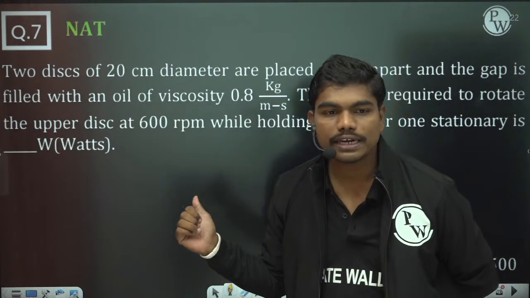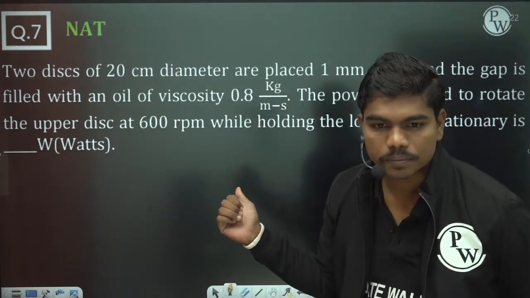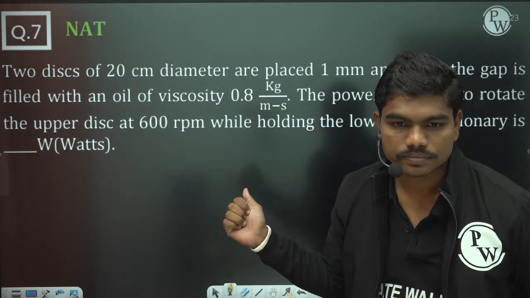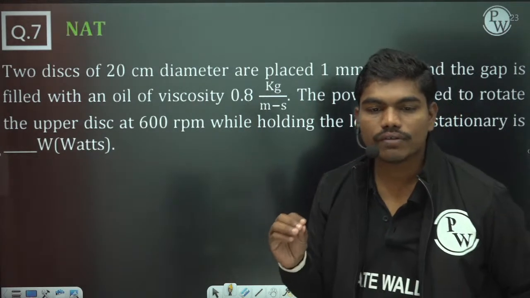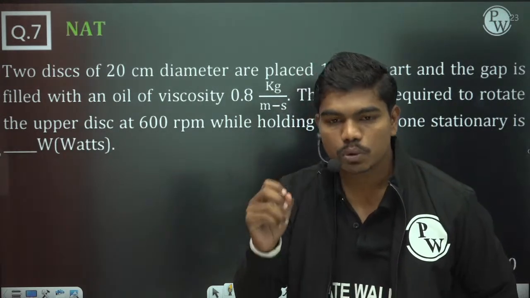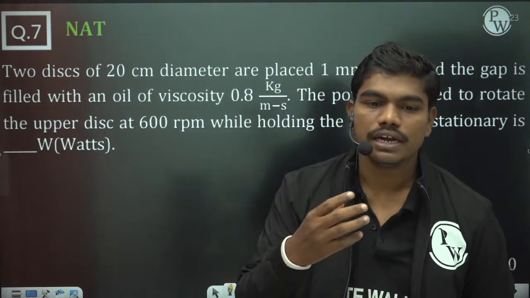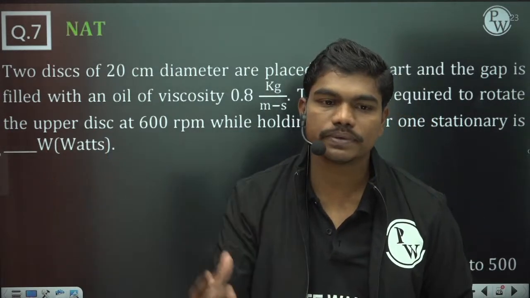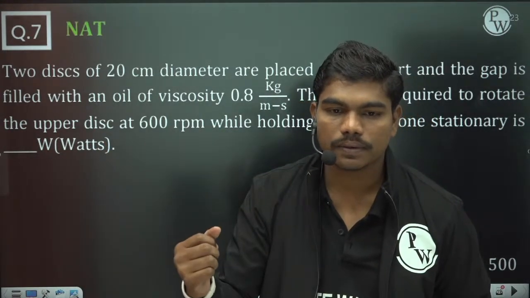Please tell me, do I need to multiply any conversion factors here? If I want to convert a kg per meter second value to Newton second per meter square in SI units, do I need to do any conversion? For example, if I want to convert poise to Newton second per meter square, I need to multiply by 10 to the power minus 1.